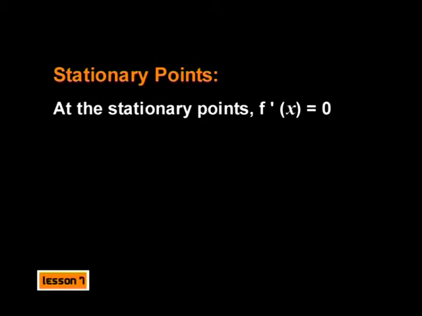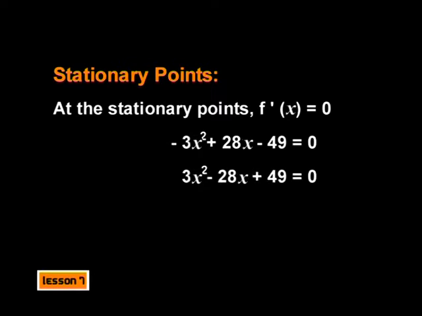In the case of the function that we are working with, you don't know yet whether the point or points that the derivative will give are actually turning points. So until we know that, we refer to them as stationary points. Okay, at the stationary points, f dashed of x equals 0, which means that negative 3x squared plus 28x minus 49 should equal 0. Dividing through by negative 1 gives me 3x squared minus 28x plus 49 equals 0.